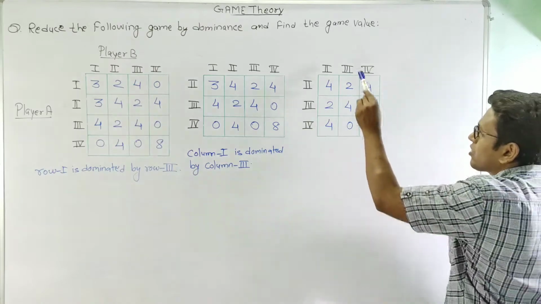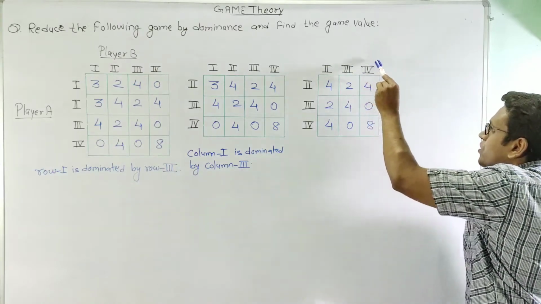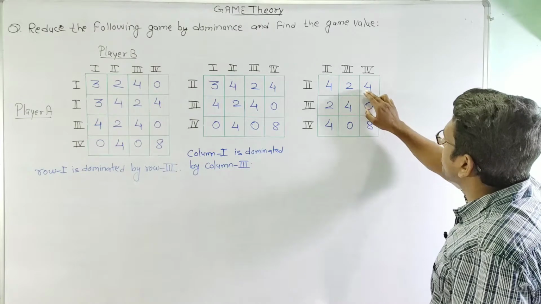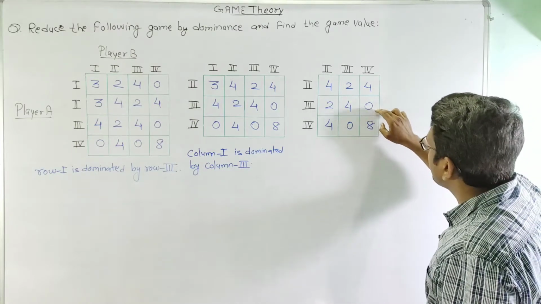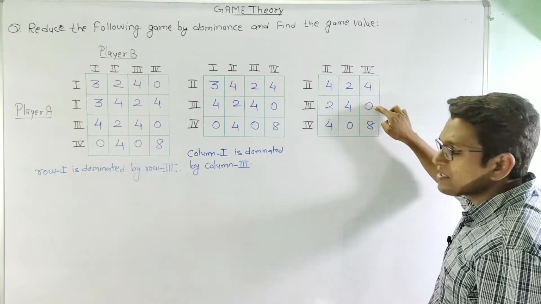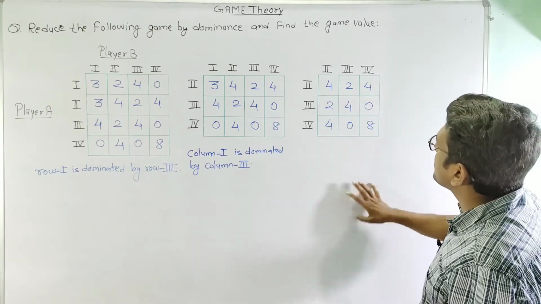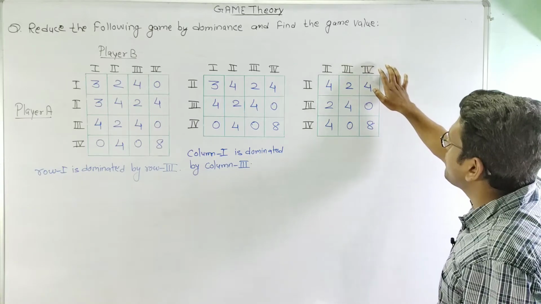Now let us compare column 3 and column 4. So this is 2, this is 4, this one is greater. This is 4, this is 0, this one is lesser. So this is greater, this is lesser. This shows that there is no dominance between column 3 and column 4.